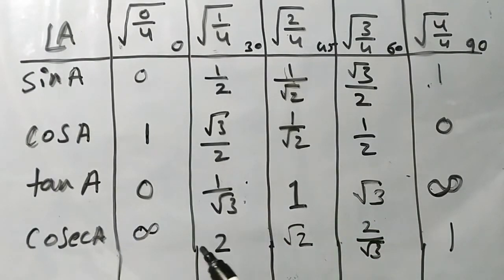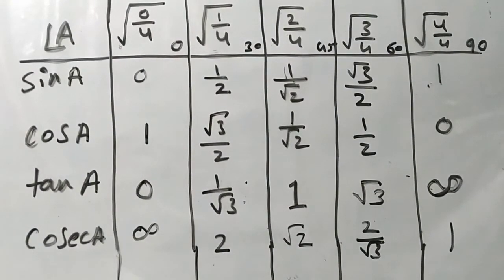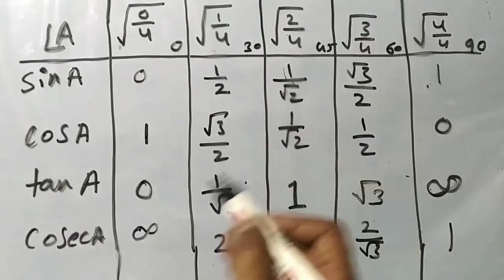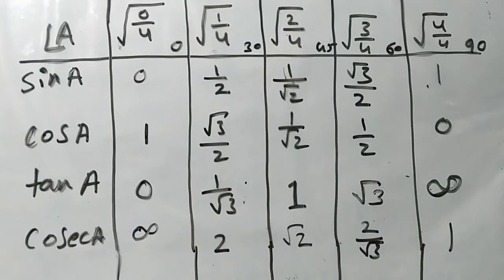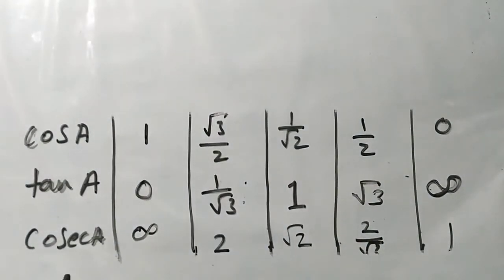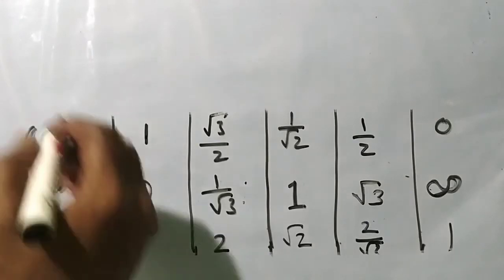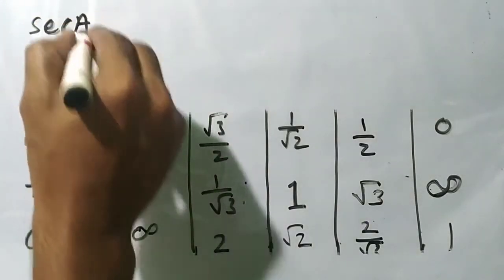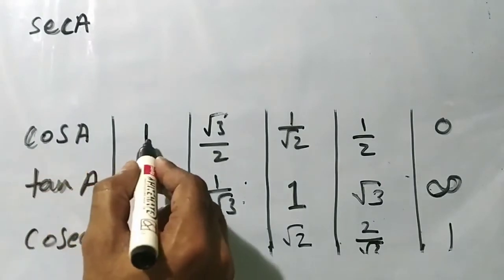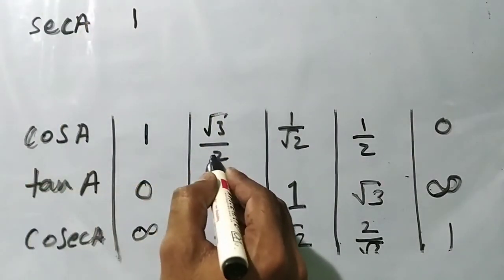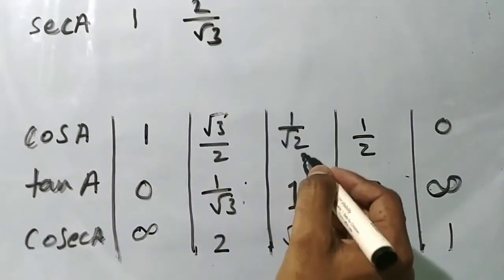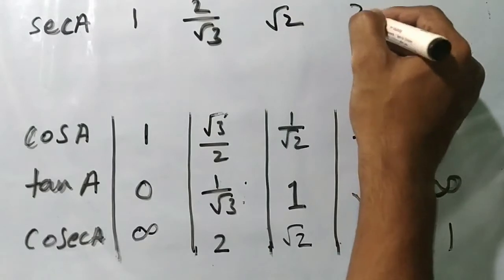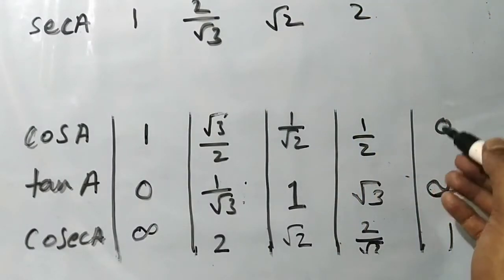So similarly we can write cos, and tan and cot also. This is cosecant equal to 1 by sine. Now I will write secant, that is secant A, which is 1 by cos A. So 1 by 1 is 1, and 1 by root 3 by 2 is 2 by root 3, and here we know root 2, and here 2, and 1 by cos 90, which is 1 by 0, is undefined.